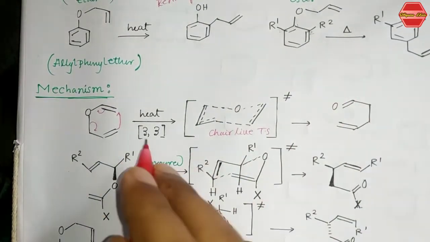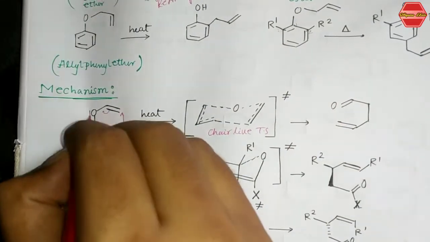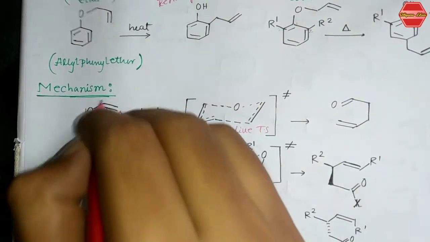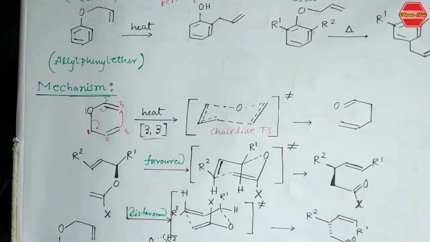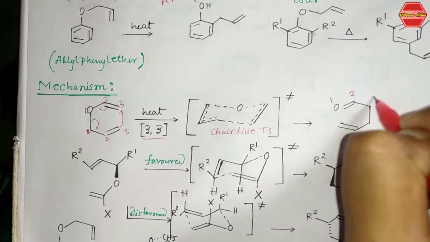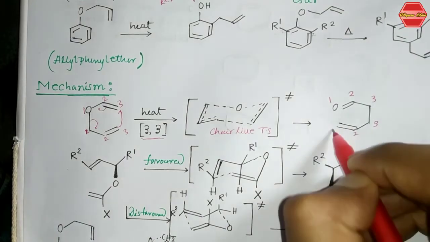After the rearrangement product. So this is your 3-sigmatropic, that is 1, 2, sorry, this is your 1, 2 and 3, and this is your 2 and 3, and there is a bond breaking between 1 and 1 and bond formation between 3 and 3 in this way.